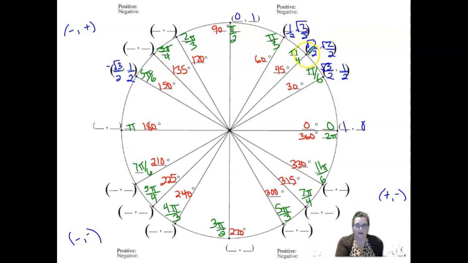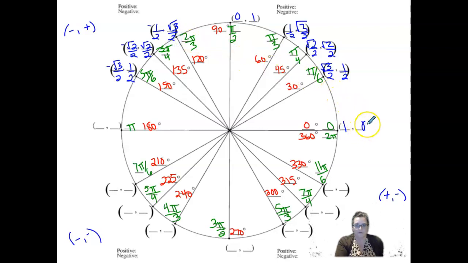Similarly, when I take my pi over 4 and reflect it into the second quadrant, at 3 pi over 4, I'm using pi over 4 as the reference. So I have a negative square root of 2 over 2 for my x coordinate, positive square root of 2 over 2 for my y coordinate. Then at pi over 3, 1/2, root 3 over 2 in the first quadrant becomes negative 1/2, root 3 over 2 as the coordinate for 2 pi over 3.